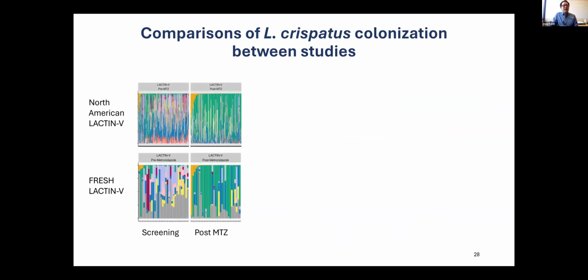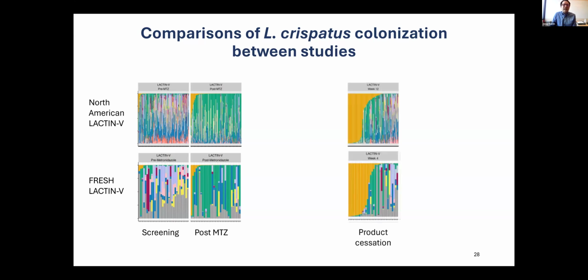So if you walk through what it looked like, side by side, in North America and South Africa: at screening, women mostly had these mixed, diverse anaerobe-dominant communities. Then post-metronidazole, most women shifted to a Lactobacillus iners-dominant community, here in green. And if you look just at the point of product cessation, as a reminder, that was week 12 in the US Lactin-V study, or week 4 in the South African Lactin-V study, you can see that in general there's more Lactobacillus crispatus established in both studies with Lactin-V treatment.